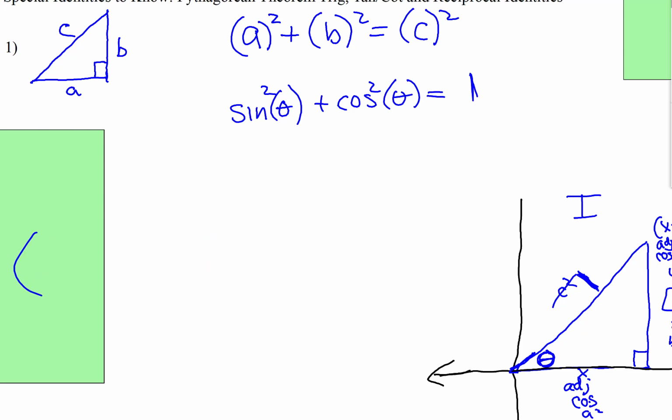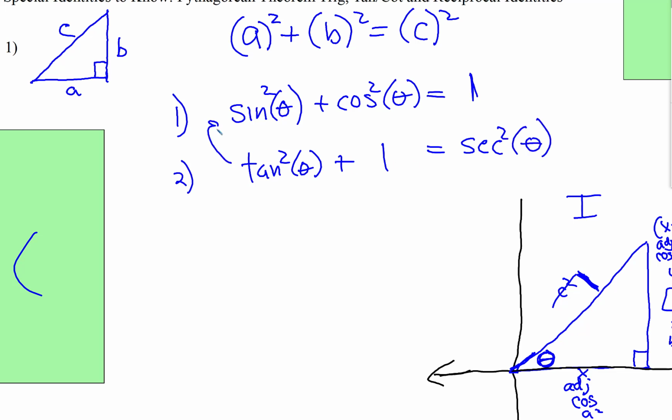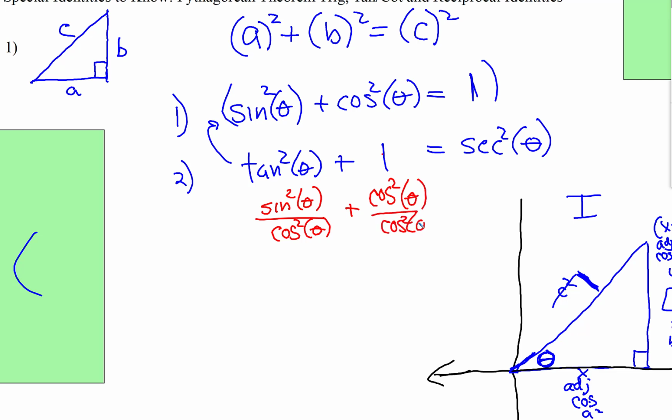Then there is kind of two twists to that, so I'll call that theorem number 1. Well, theorem number 2 is tangent squared theta plus 1 is equal to secant squared theta. But all this is, it's this right here, but just rewritten with different values. So tangent squared means, remember, is the same as sine squared over cosine squared. Well, if we're going to add these two things together, they need to have the same denominator. So 1 we could write as cosine squared theta over cosine squared theta. Well, now these two share the same denominator, so that's cosine squared theta.